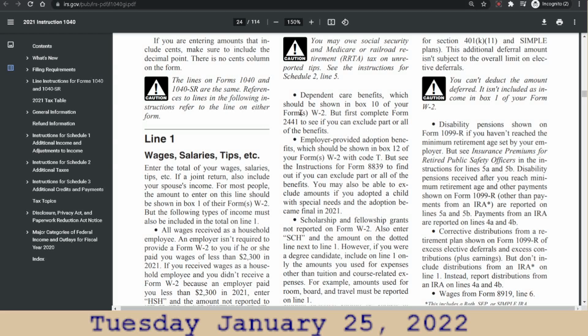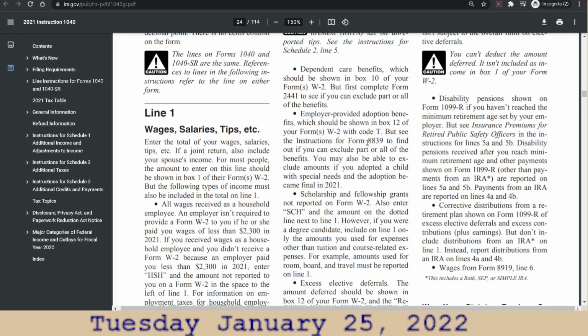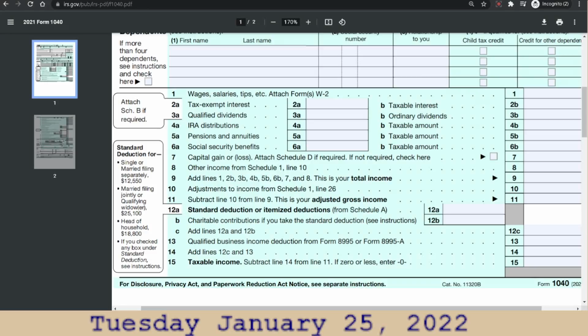Dependent care benefits, which should be shown in box 10 of your Form W-2. With this, complete Form 2441 to see if you can exclude part or all of the benefits. There are lots and lots of details here.